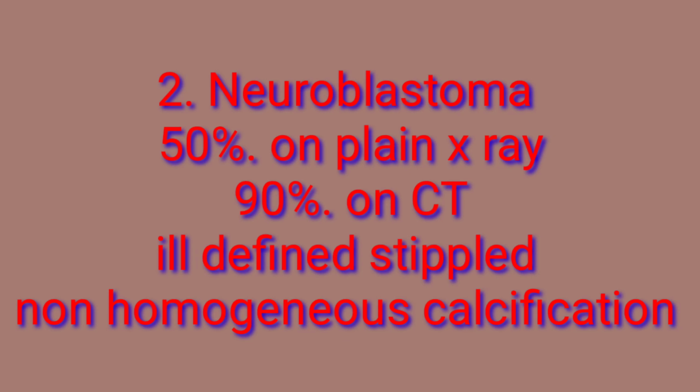Second on the list, neuroblastoma would be your differential. It should be included in your differential if you are reporting children's x-rays or CT scans. Most of the time, in 50% you can pick up neuroblastoma calcification on the plain film, and 90% on CT, because CT is the modality of choice for calcification no matter where it is. The type of calcification you will see within the neuroblastoma would be ill-defined, stippled and non-homogeneous calcification. This would be characteristic of neuroblastoma.